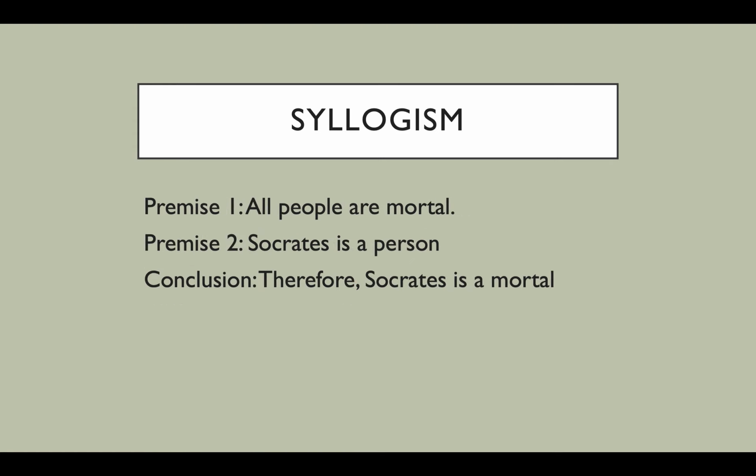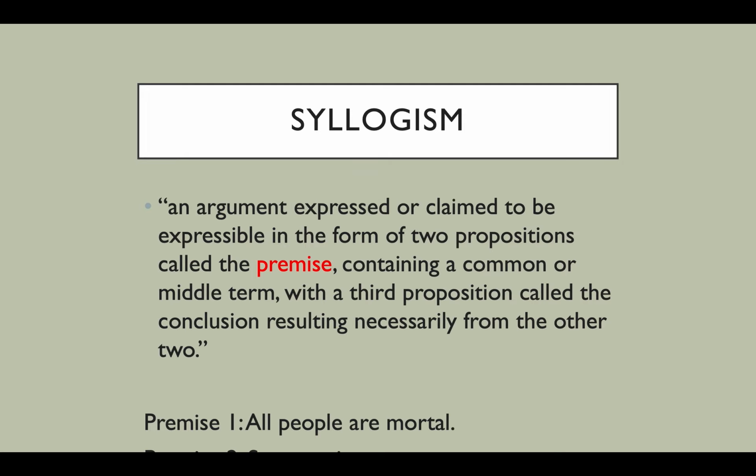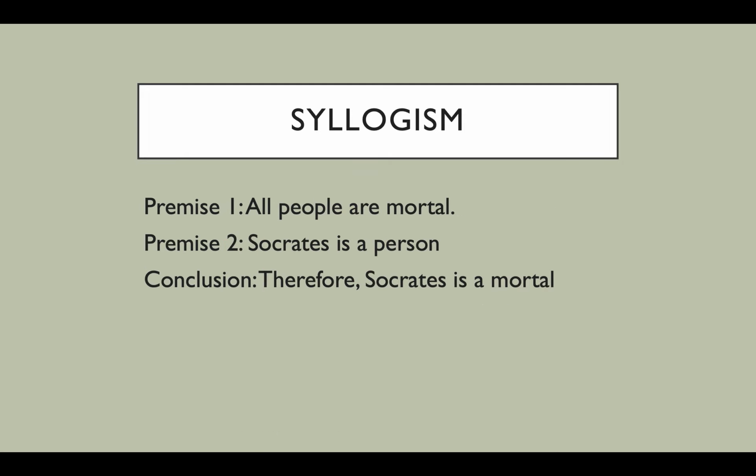So here's an example of a syllogism. Premise number 1, all people are mortal. Premise number 2, Socrates is a person. So in this instance, what do you think is the common element, the middle term? It's person. Therefore, the conclusion would be Socrates is a mortal.